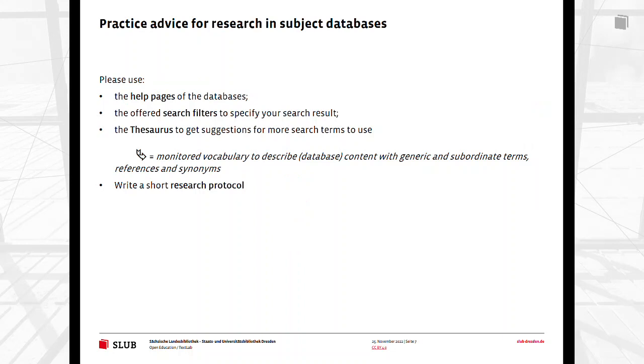Now, some general tips for your research and specialized databases. If you are using a database for the first time, take a look at the help pages, where the search function and, for example, the use of the search operators in the database are explained. Depending on the database, the use of operators can vary considerably. You can also use the search filters offered to further narrow down your search and thus easily specify your search results. Some databases also have a thesaurus. A thesaurus is a list of terms in which each term is assigned generic and subordinate terms as well as synonyms. You can use these lists of terms as a suggestion to get further search terms.